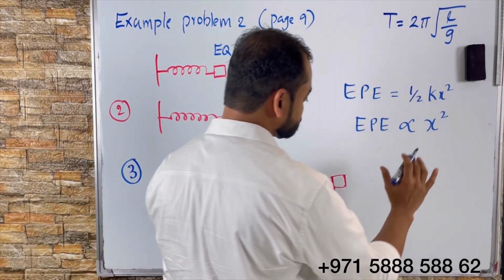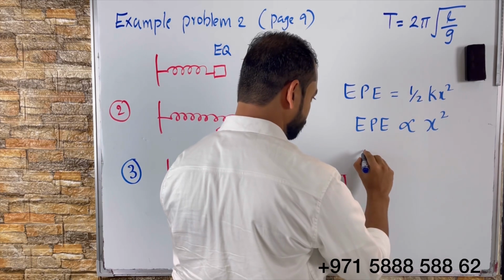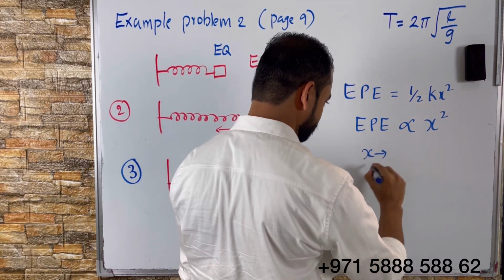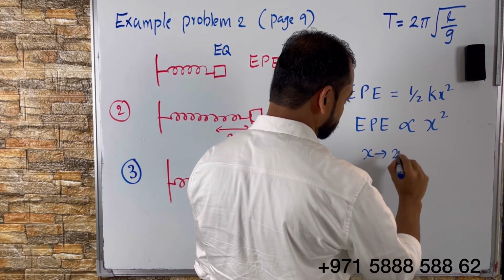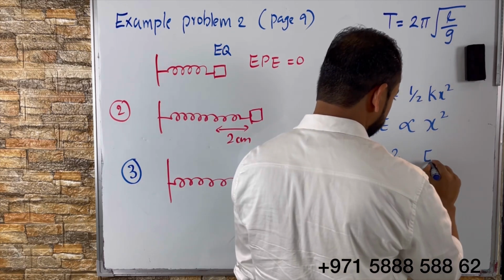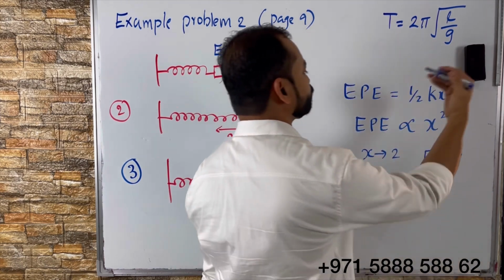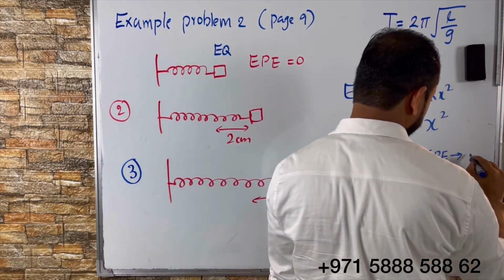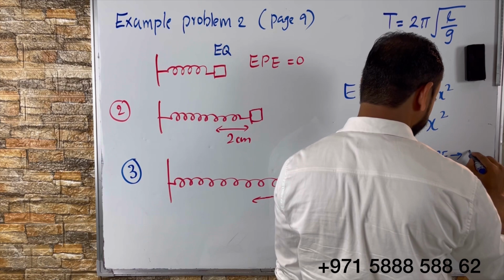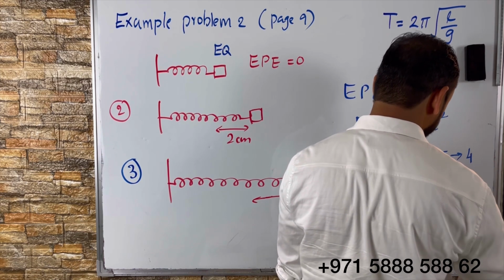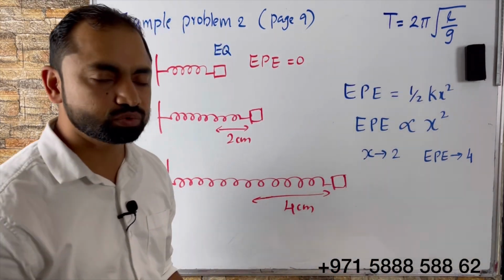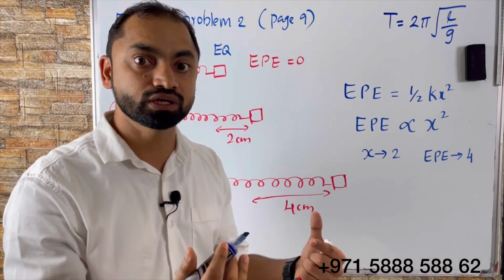If anything is directly proportional to x squared, for example, if you increase x by 2 times, then the elastic potential energy will be increased by 2 squared times. 2 squared is 4, right? So the elastic potential energy will be increased by 4 times.